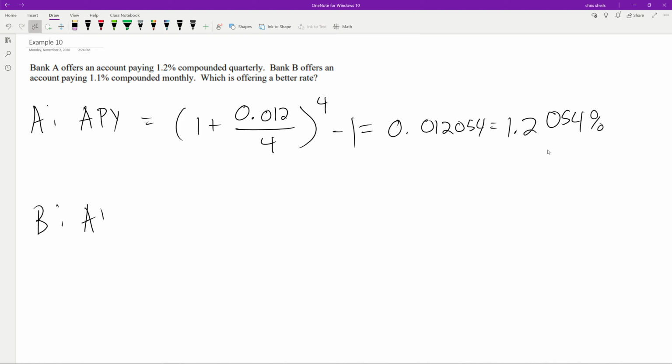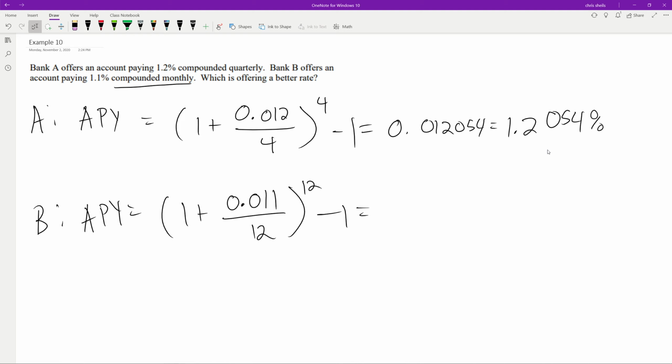For Bank B, I calculate my APY by doing 1 plus, my rate here is 1.1%, so as a decimal, this is 0.011, divided by 12, because compounded monthly means it compounds 12 times a year, and I subtract 1. This gets me 0.011056, which is 1.1056%.